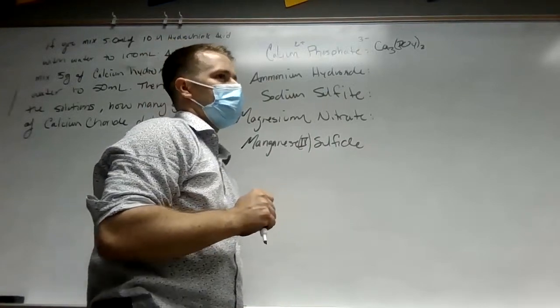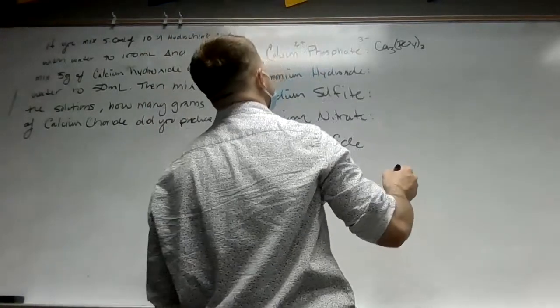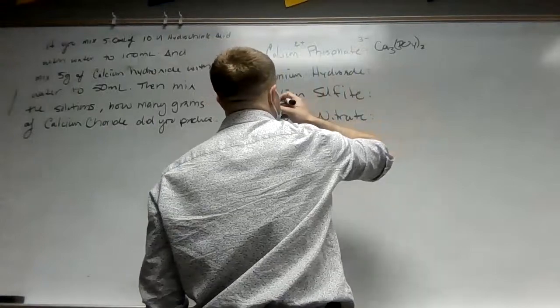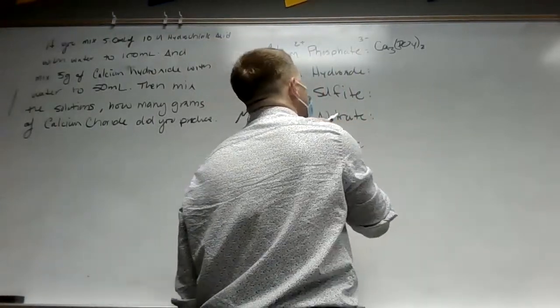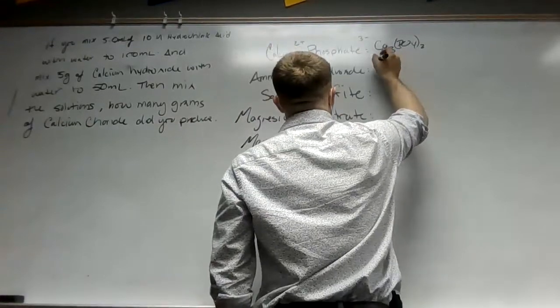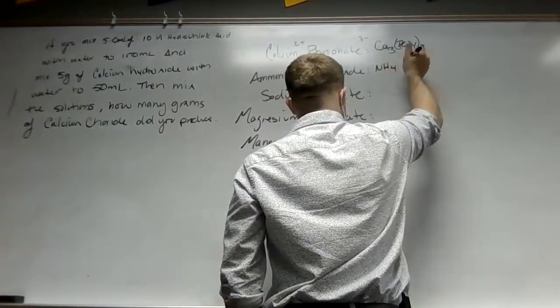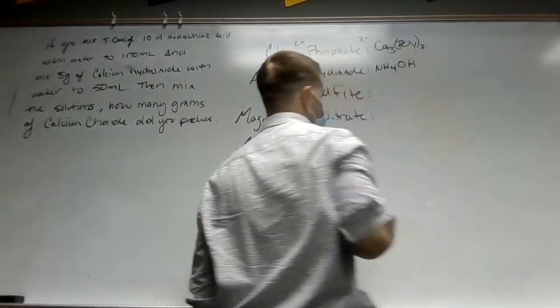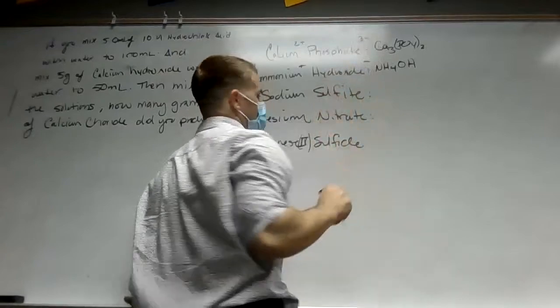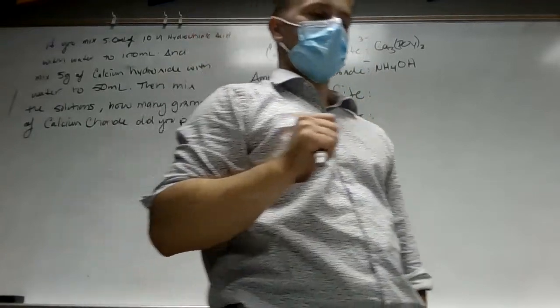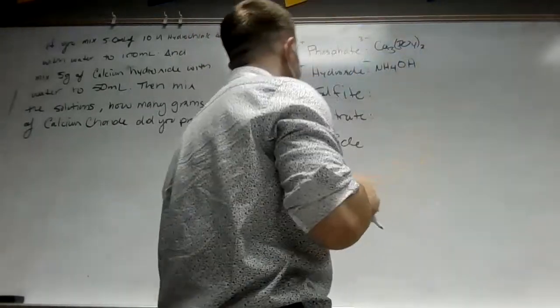How about ammonium hydroxide? Ammonium is plus 1, hydroxide is minus 1. When those come together, we get NH4OH.